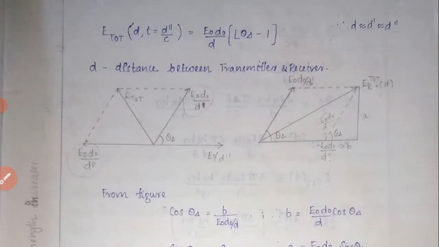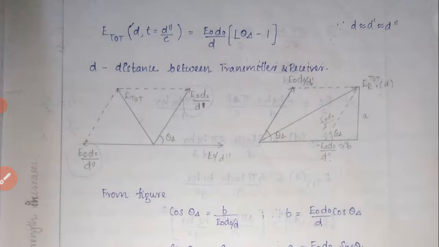So we get the total electric field, E total of d is equal to E naught d naught by d into angle theta del. Cos theta del, we are just representing it as angle theta del, minus 1. Then again we have to find some values, the total electric field, E R total of D.